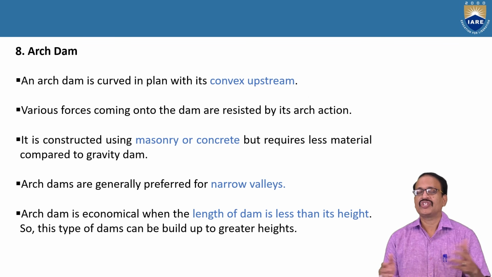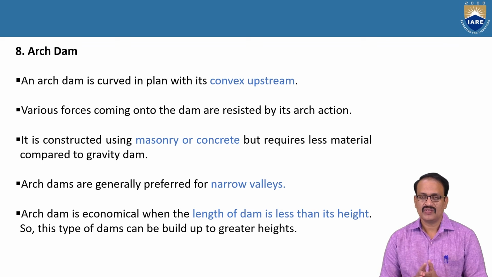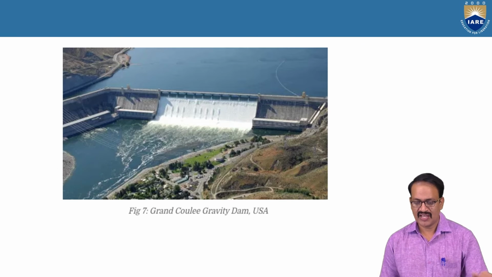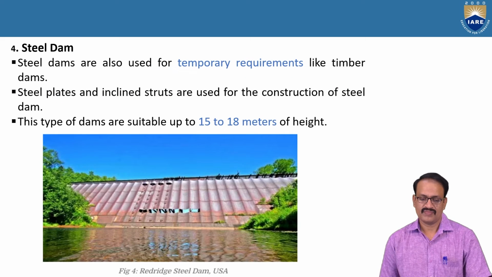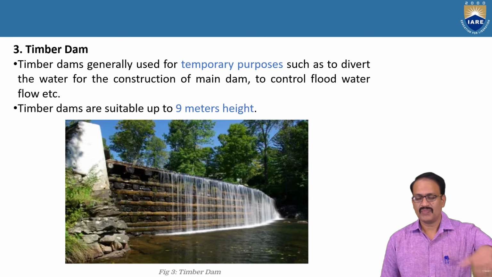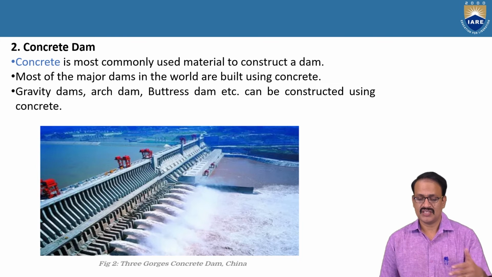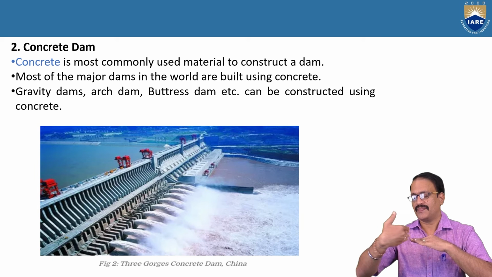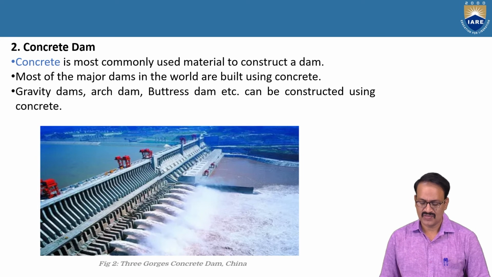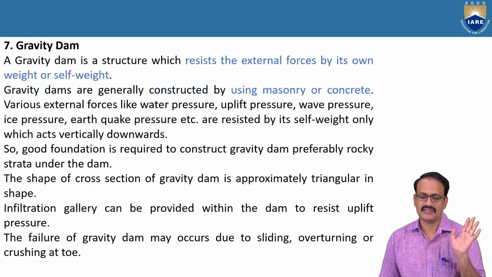And next is the arch dam. If you observe this dam, what is the shape? Rock fill, earthen, steel and timber dams are normally straight, and concrete dams are generally straight too. The river is flowing like this, and they construct the dam straight, just perpendicular to it. Normally Nagarjuna Sagar also, but that is a different case.